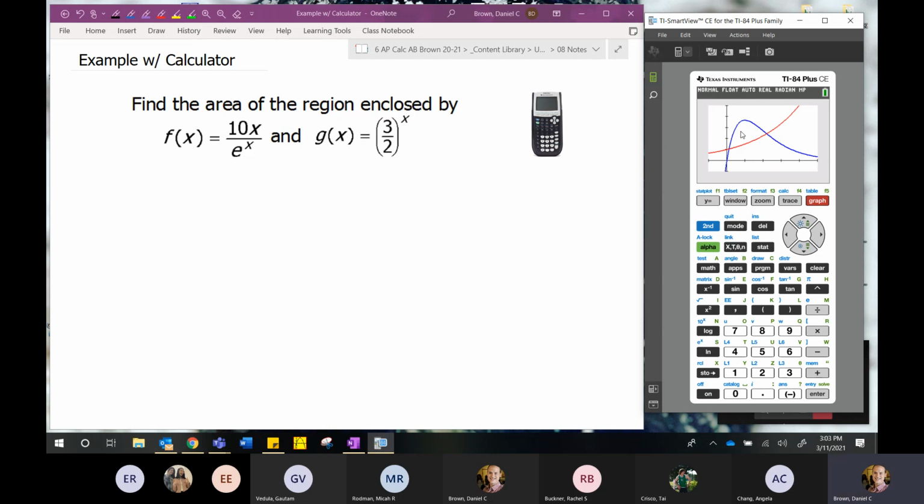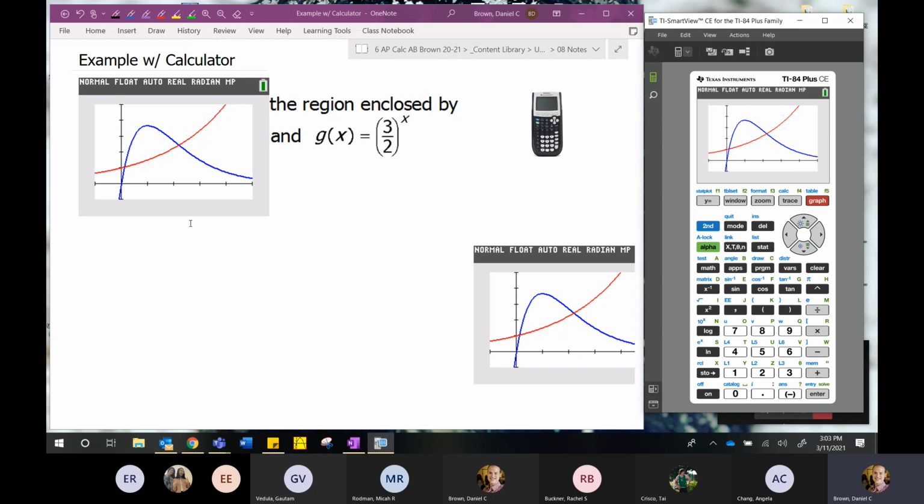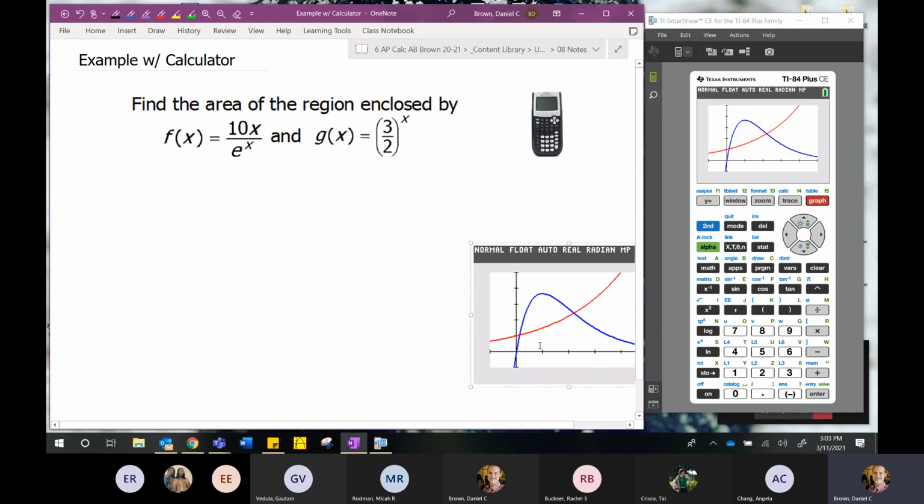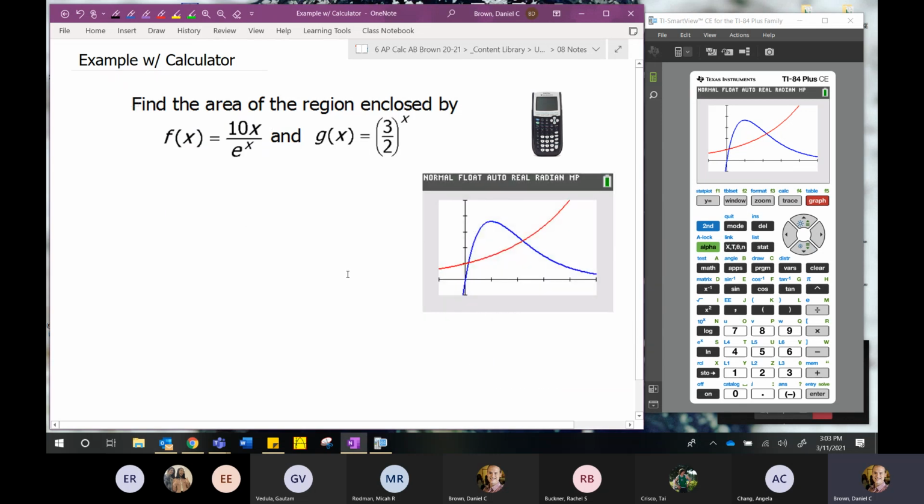If I'm doing this on a piece of paper, I would probably just draw a quick sketch of the graph. And then we do want to be able to identify the top function and the bottom one. If you have a color calculator, it's going to be pretty easy, but also just as easy if you have one in black and white. If you hit trace, whichever one the cursor is on, it will show you at the top of the screen which one's being highlighted. This one is my Y1, which I saved as f of x.